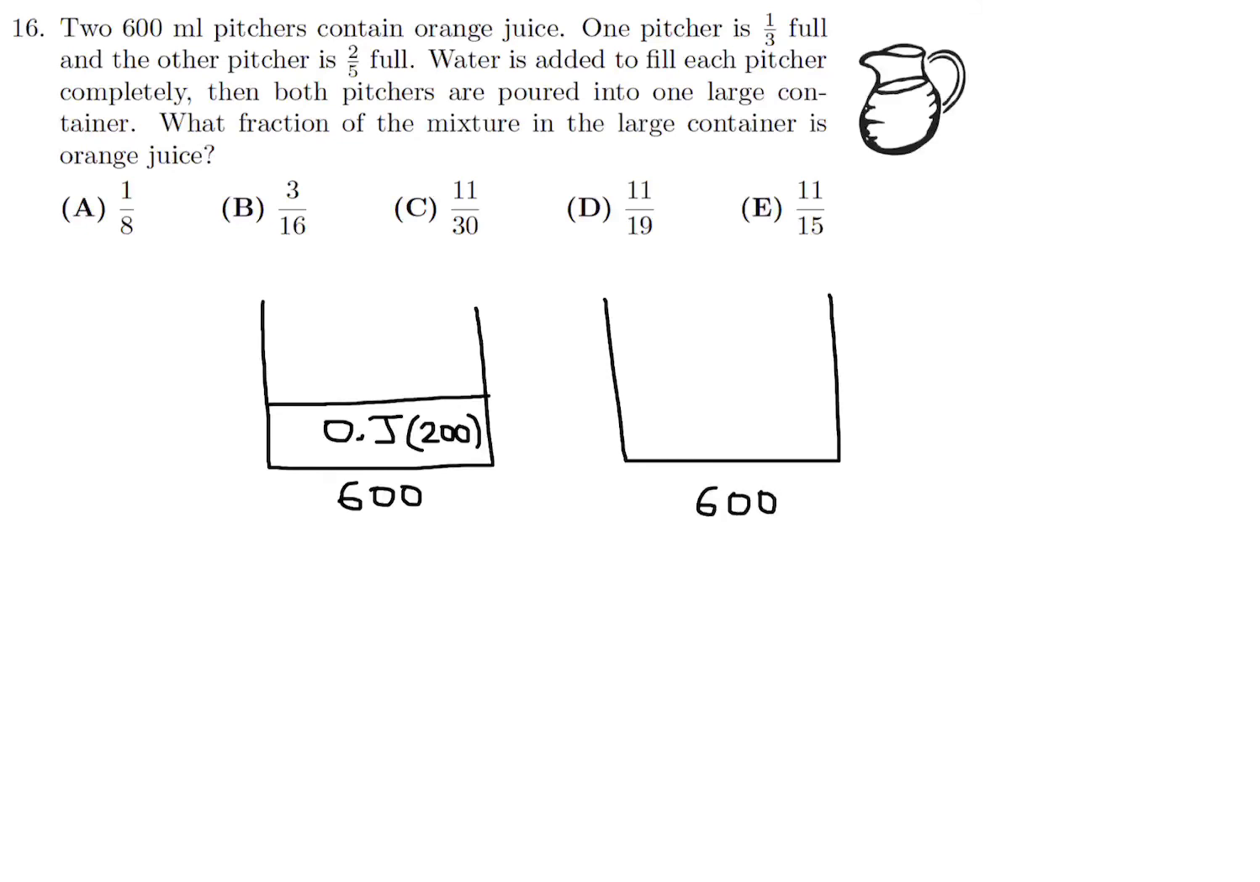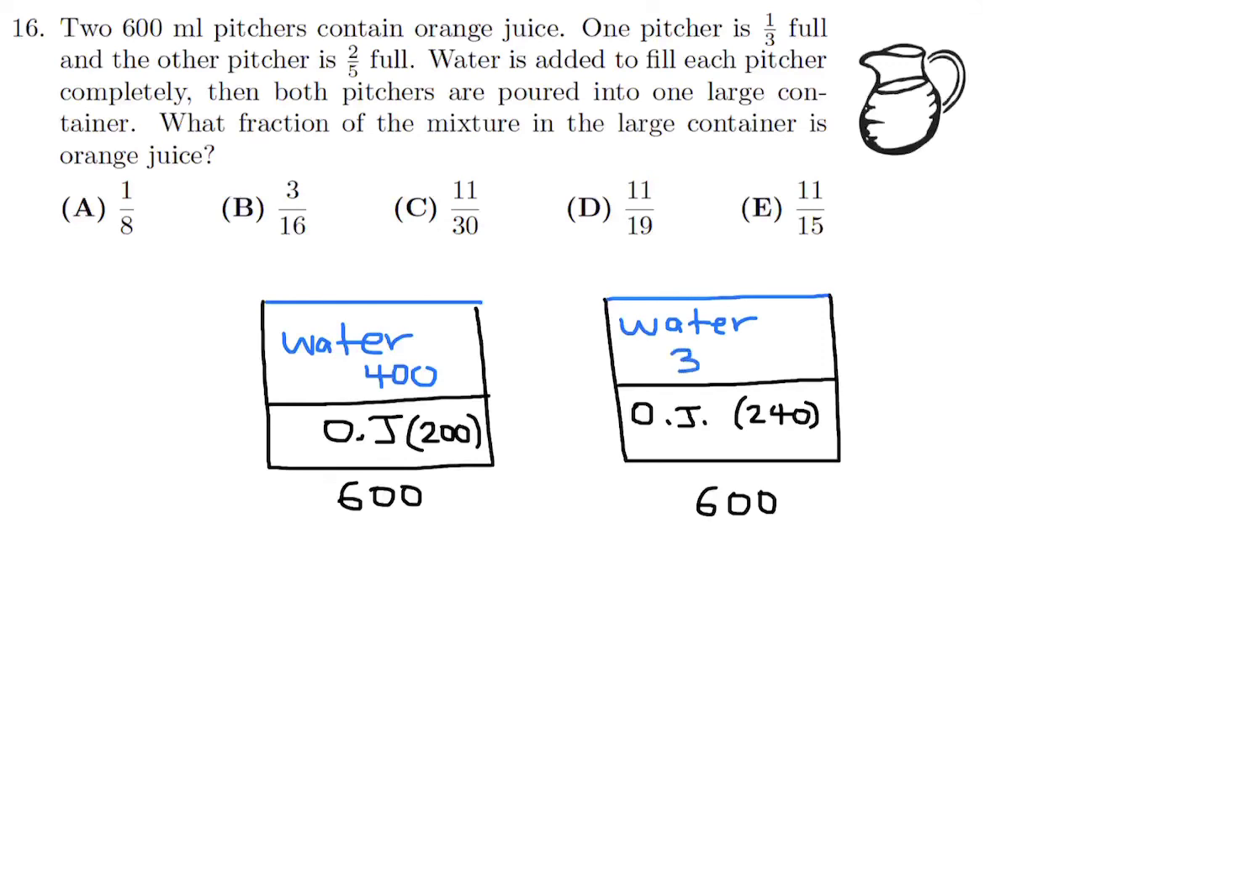And very similarly, the second one is also a 600 ml pitcher, and it has 2/5 of it filled with OJ. And that would basically mean 240 mLs. Okay? Now what they do is they fill up the remainder with water, like that. So the water will be, in this one, 400, right? Because 400 plus 200 has to add up to 600. And the water in the second one is going to be 360 in terms of its quantity, its volume.